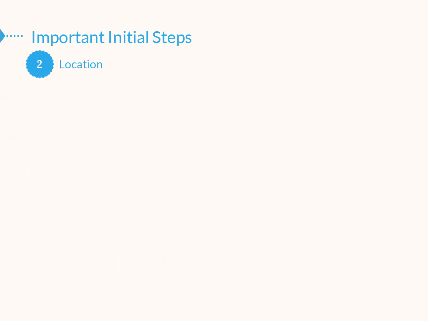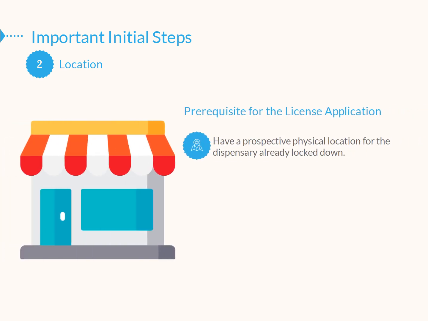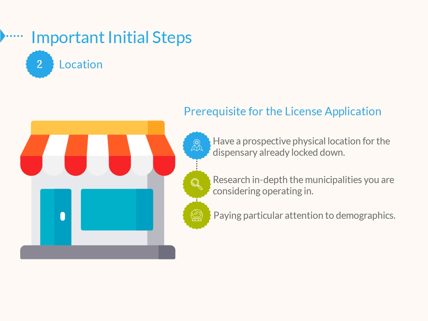2. Location. In most jurisdictions, having a prospective physical location for the dispensary already locked down is a prerequisite for the license application. This means that you must research in depth the municipalities you are considering operating in, paying particular attention to demographics and additional restrictions when it comes to local level compliance.